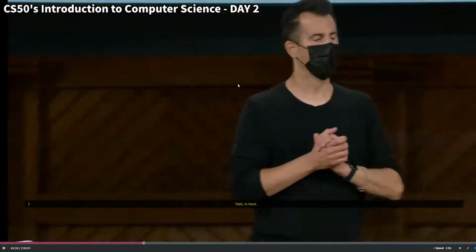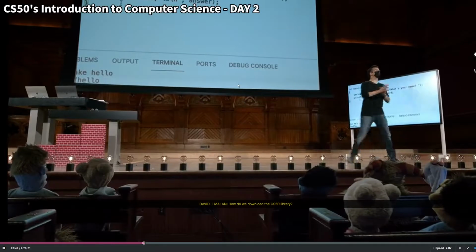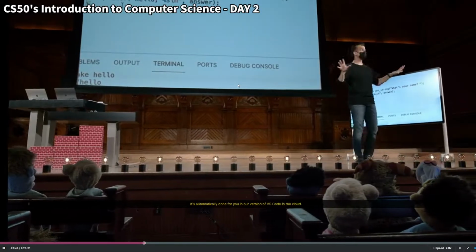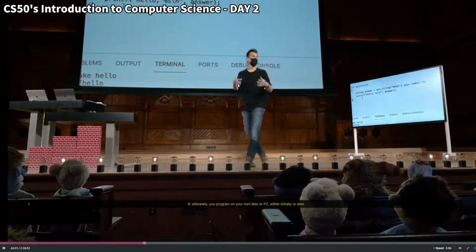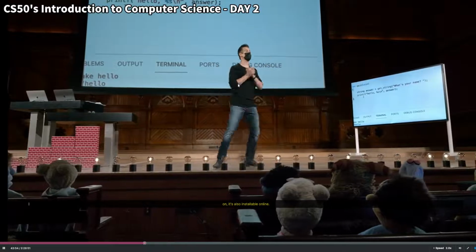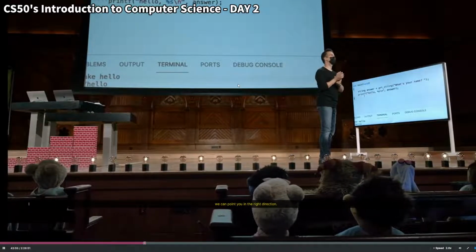In back. How do we download the CS50 library? So we will show you in problem set 1 exactly how to do that. It's automatically done for you in our version of VS Code in the cloud. If ultimately you program on your own Mac or PC, either initially or later on, it's also installable online. But if you want to ask that online or afterward, we can point you in the right direction. But pset 1 will itself.